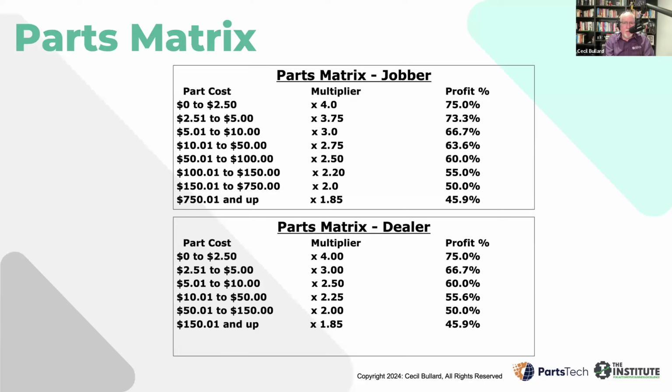Now, I will also tell you that out of all the shops that we work with, there are a certain percentage of shops, probably somewhere in the neighborhood of 10 or 12%, that mark up dealer parts and even batteries exactly the same as they would mark up parts on the jobber matrix. Jobber would be a Worldpac, a CarQuest, a Napa, and of course dealership. We should know exactly what that is.